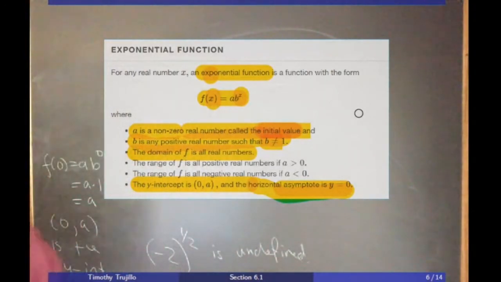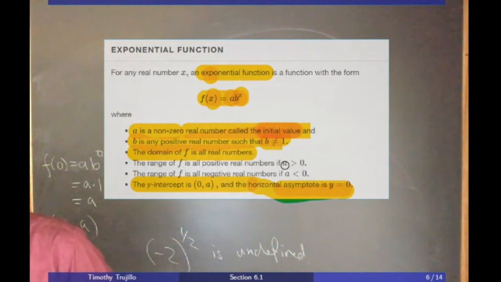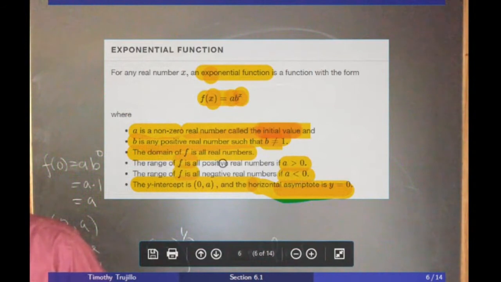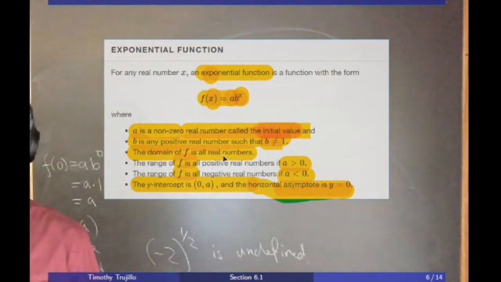Okay, so you can think about the a out here in the front as a factor that stretches or squeezes or flips it across the x-axis. As we look at 6.2 in a little more detail, when a is positive, the function f will always be positive, and when a is negative, the function f will always be negative. So we'll see that again in the next section.